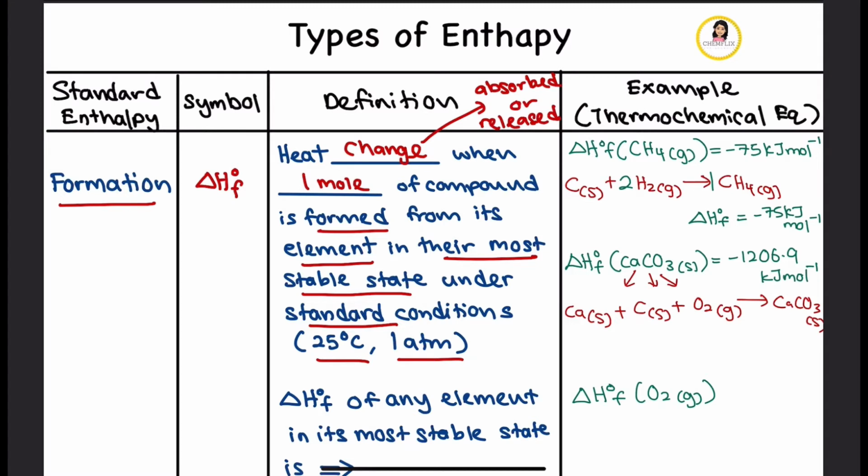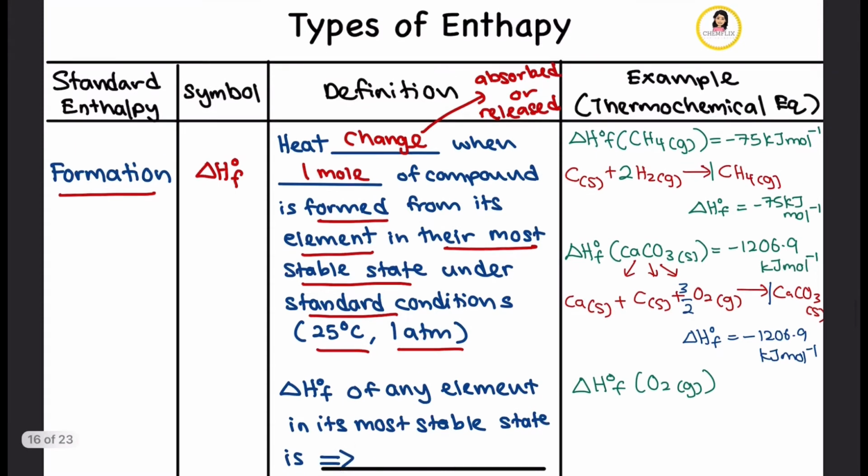Again, stick to the definition, and it says that 1 mole of compound must be formed. Therefore, the stoichiometric coefficient in front of calcium carbonate must be 1, and balance the equation by adding 3/2 in front of oxygen. Once we have the balanced chemical equation, convert it into a thermochemical equation by writing the delta H value, which is negative 1206.9 kilojoule per mole. Remember, you have to write all this in a straight line. I'm writing it below because I don't have space to write here.